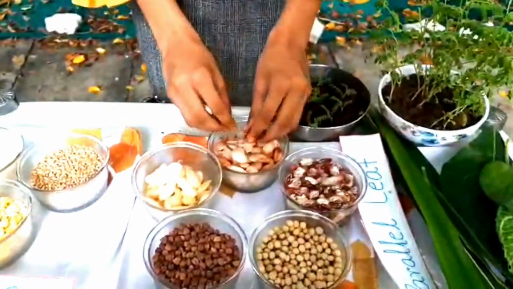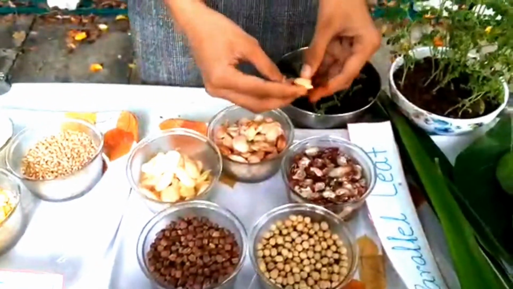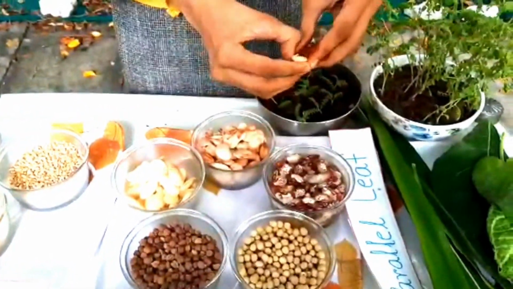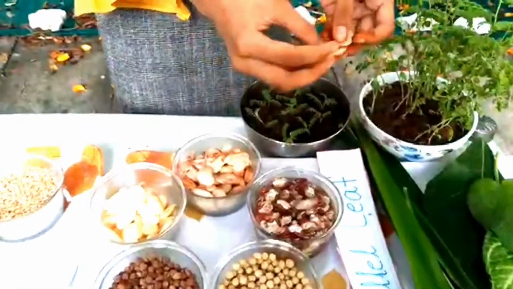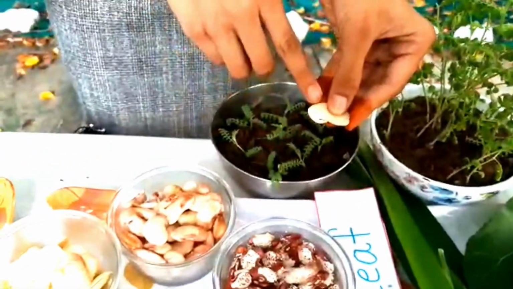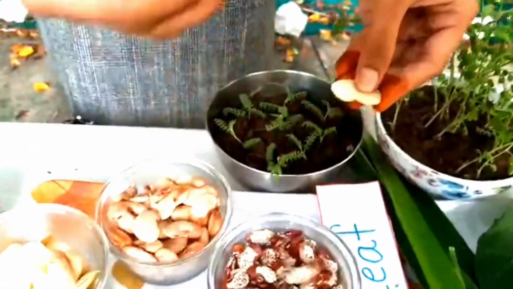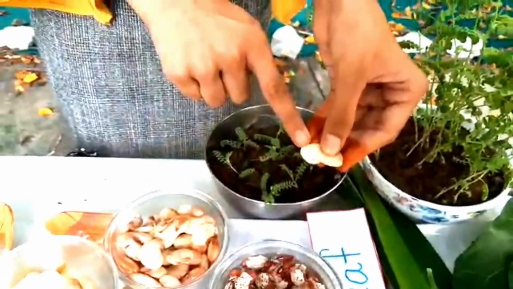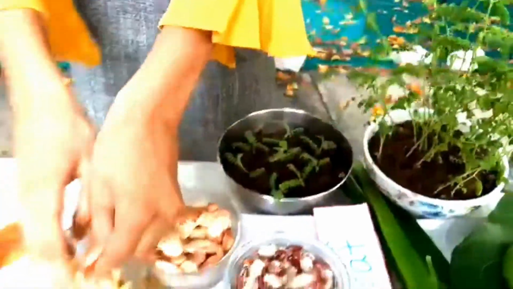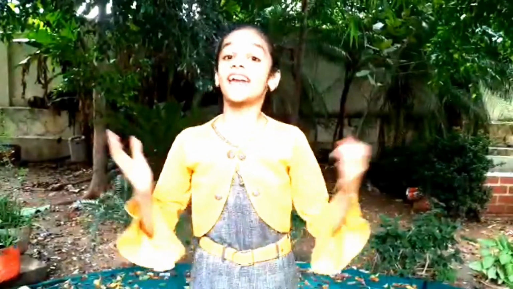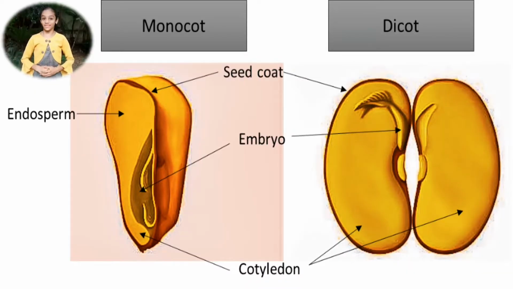After removing the seed coat, we will find two seed leaves or cotyledons. After separating them, we will find a small baby plant inside. This baby plant has a tiny shoot and a tiny root. Food for the baby plant is already stored in the seed. As long as the baby plant does not grow green leaves, it depends on the food which is stored in the seed. There are two types of seeds, monocot seed and dicot seed.